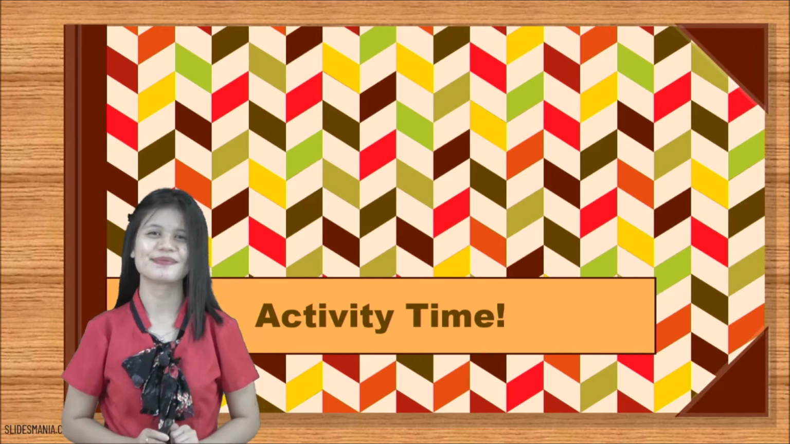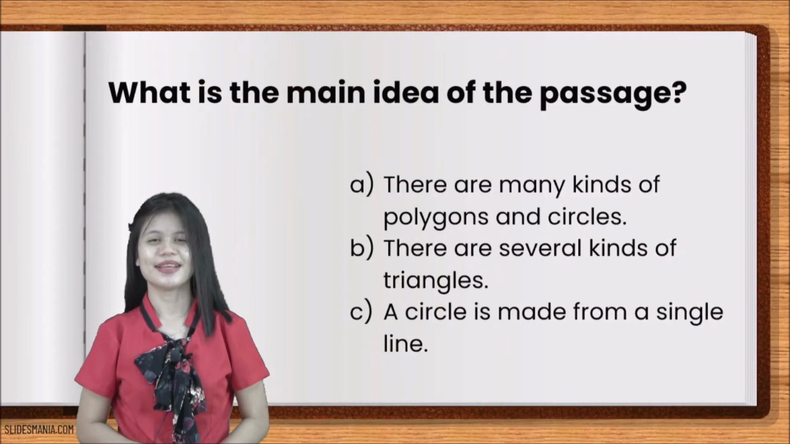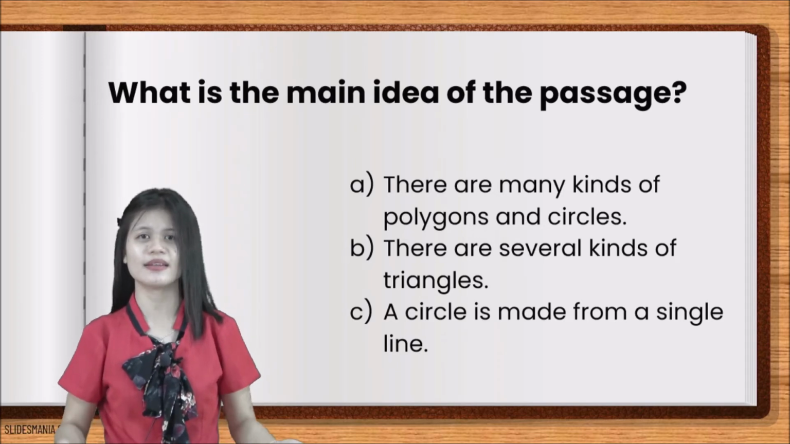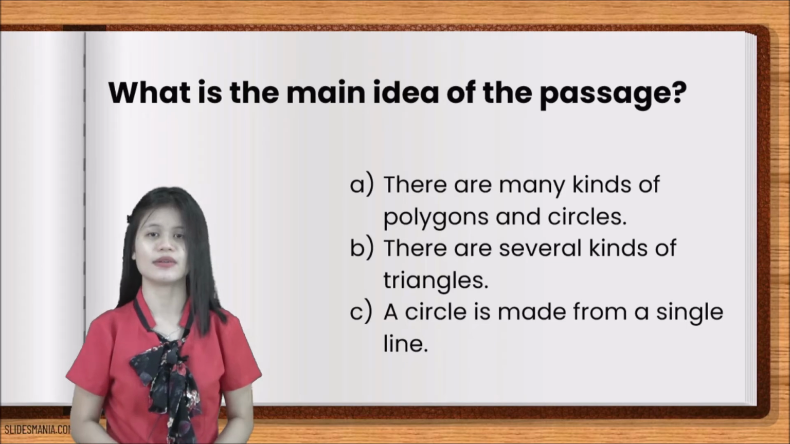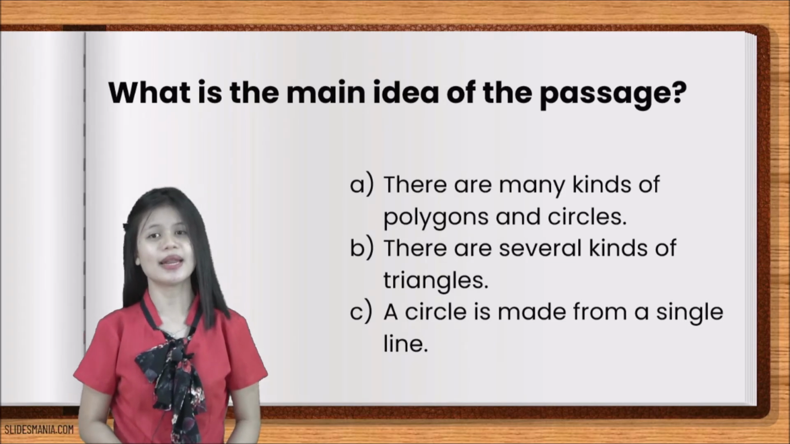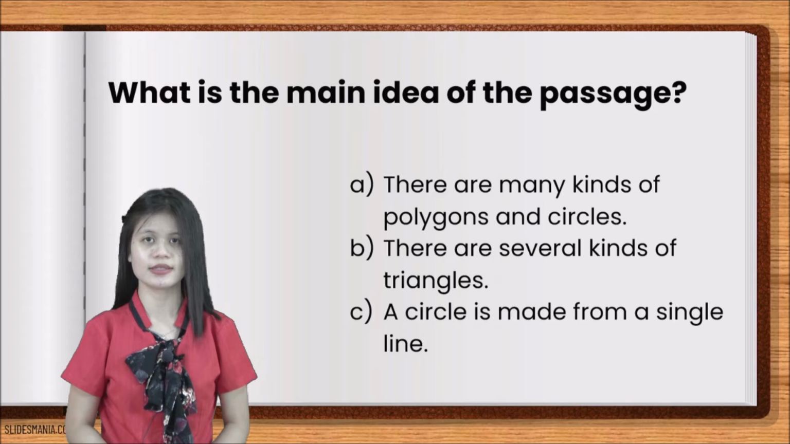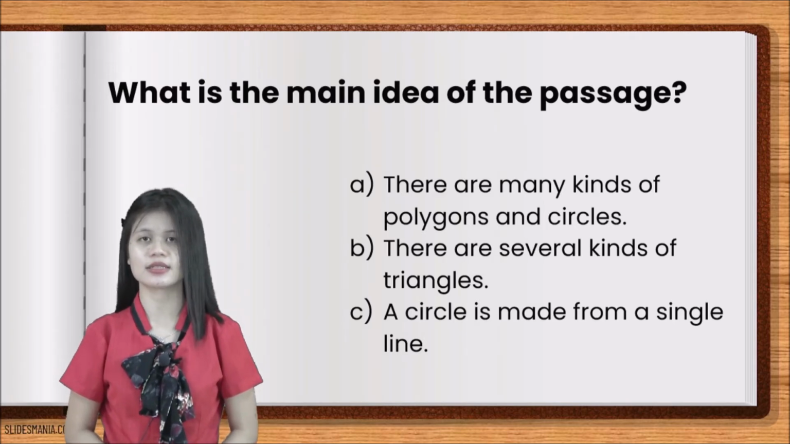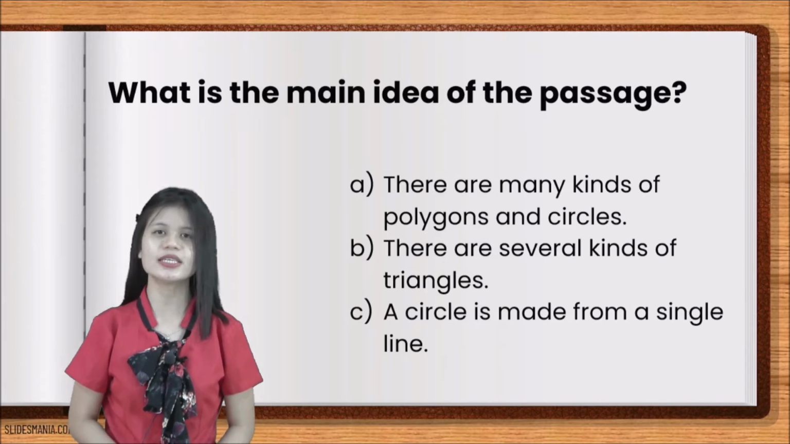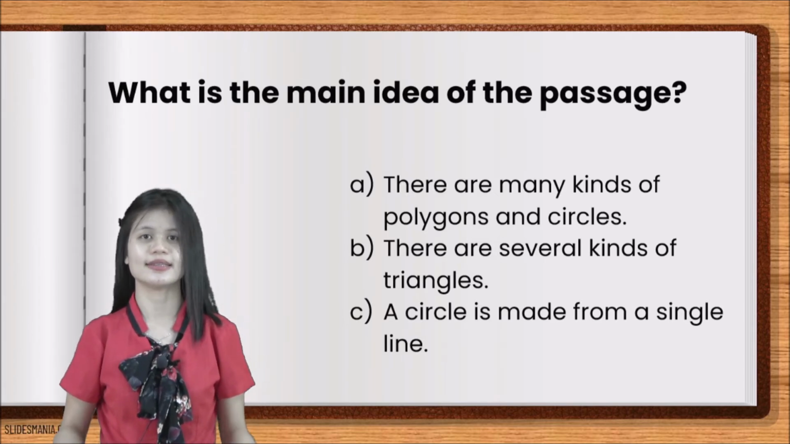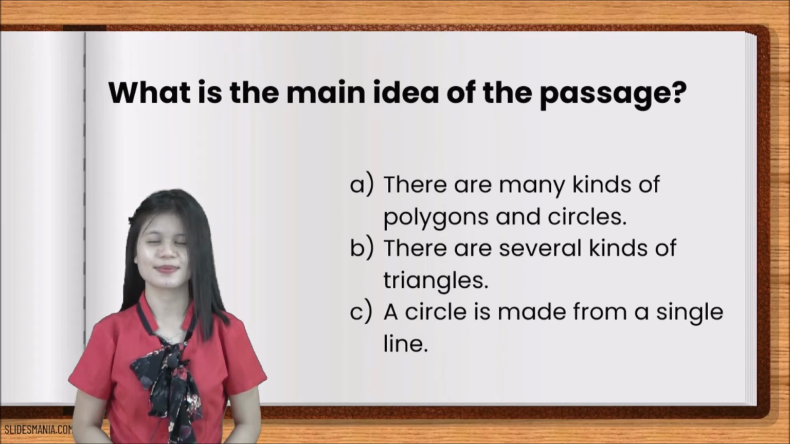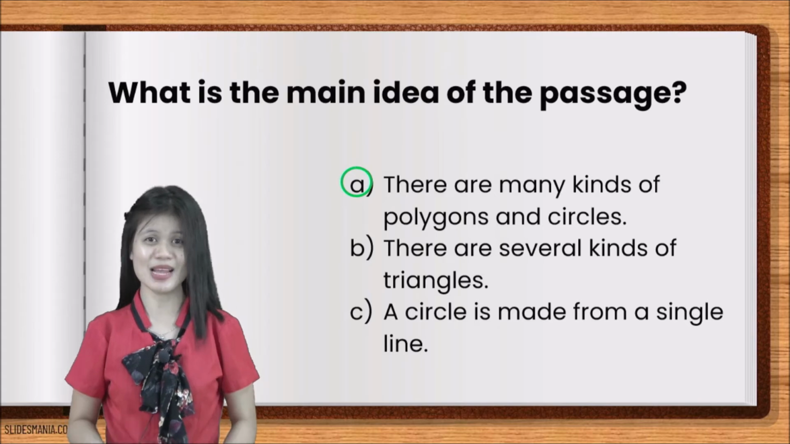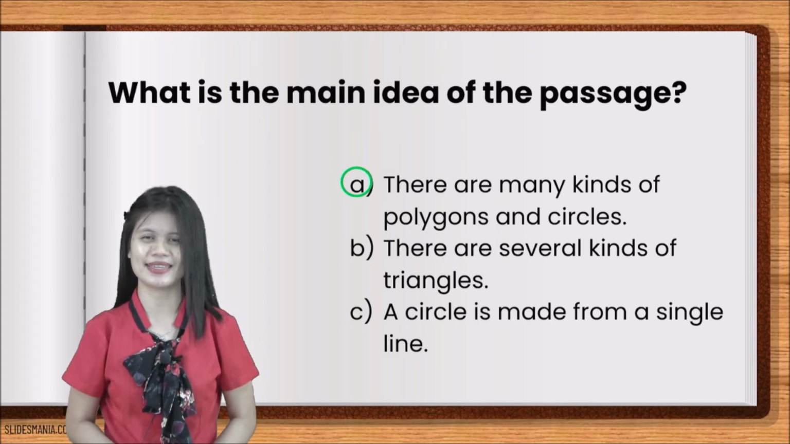Ready? Number 1. What is the main idea of the passage? What does it mean? What do we want to learn about it? Is it letter A, there are many kinds of polygons and circles? Or B, there are several kinds of triangles? Or letter C, a circle is made from a single line? Your answer is? Of course, letter A, because it was mentioned before we start our story.